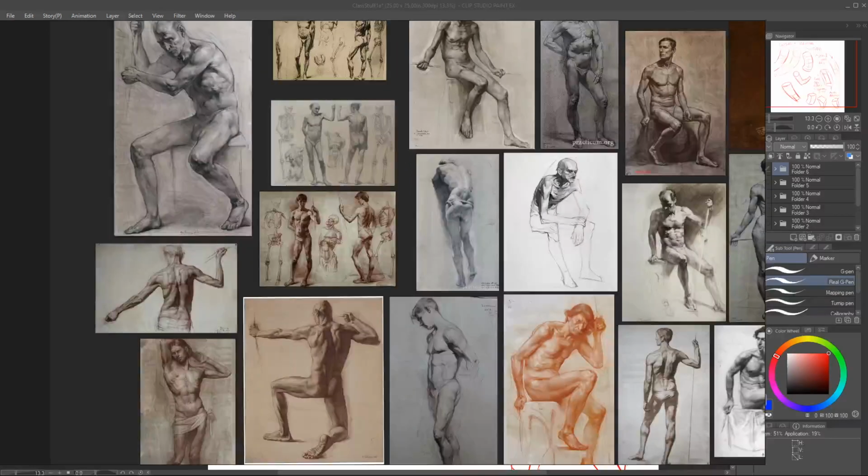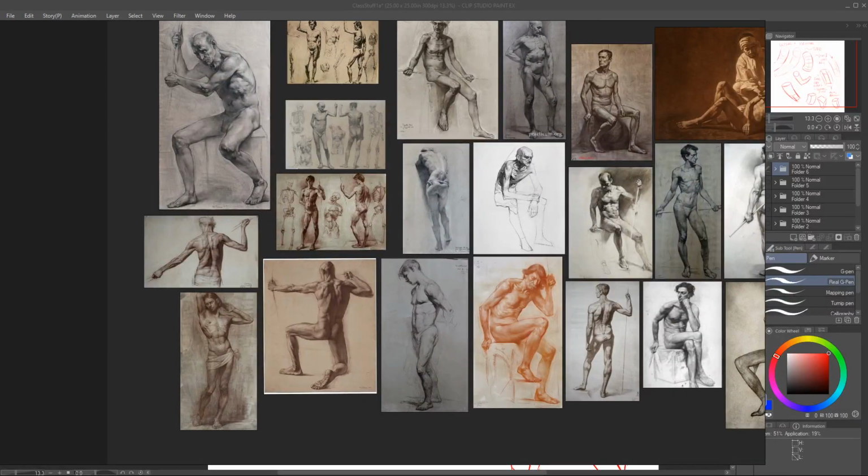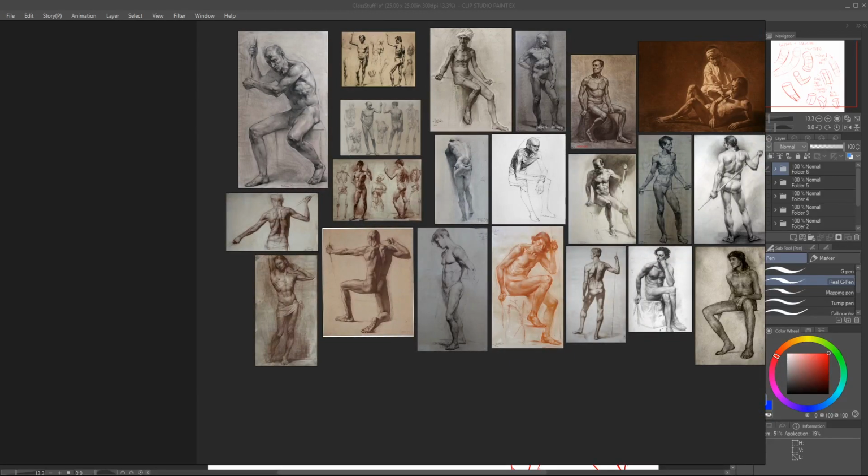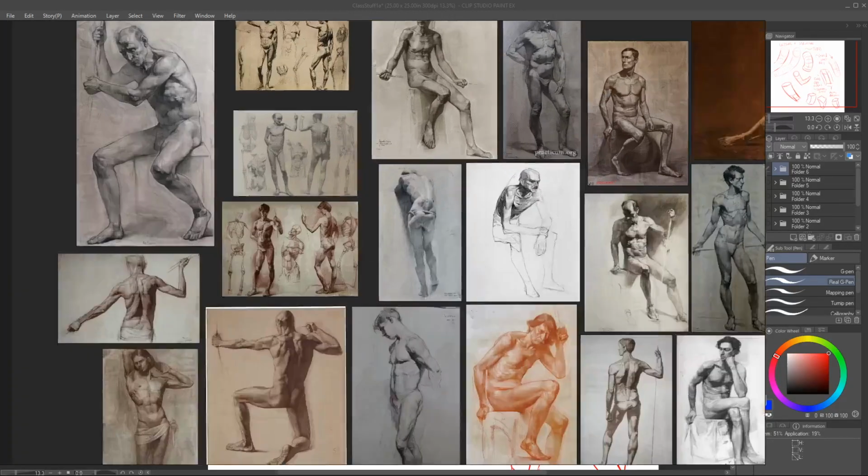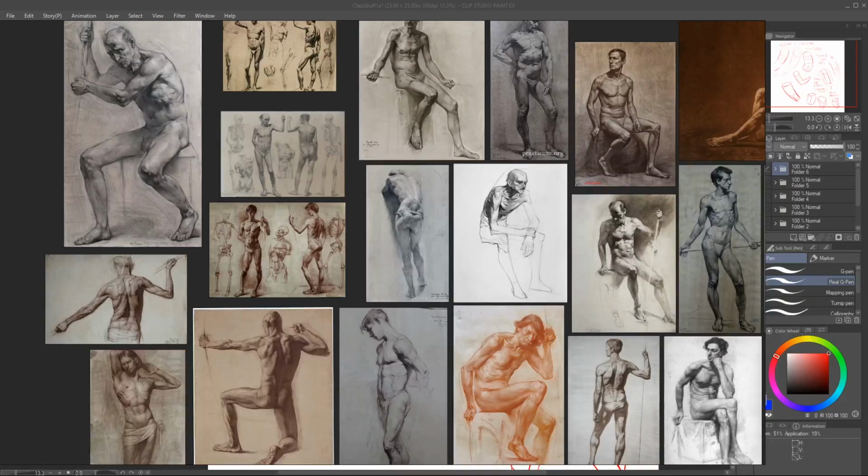Cool. The good thing about the Russian Figure Academy is these are all closed models, so I'm not going to get in trouble with Twitch. There's buttocks, but I don't think Twitch cares about those.